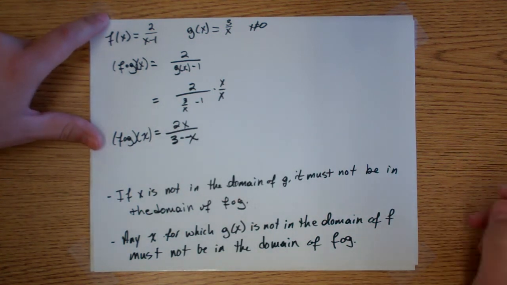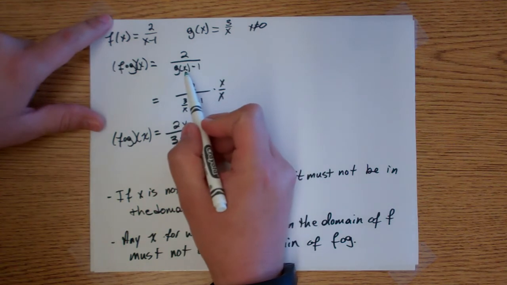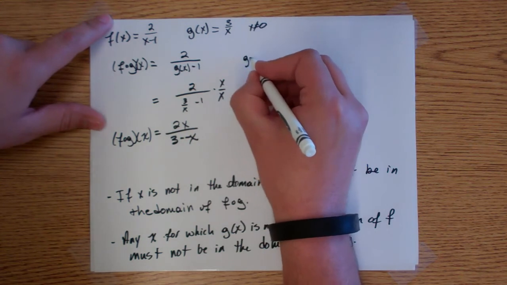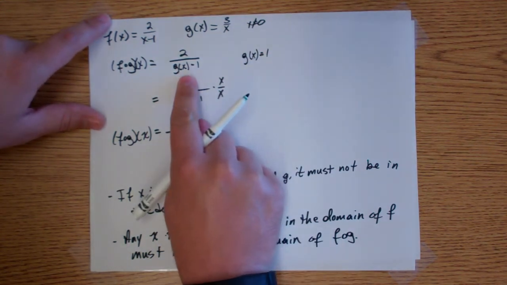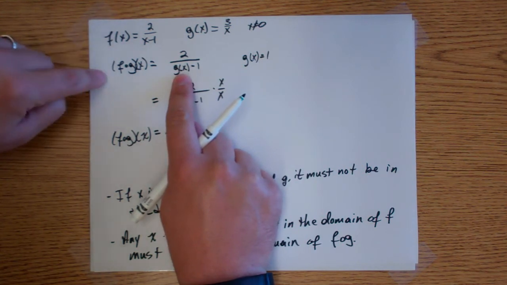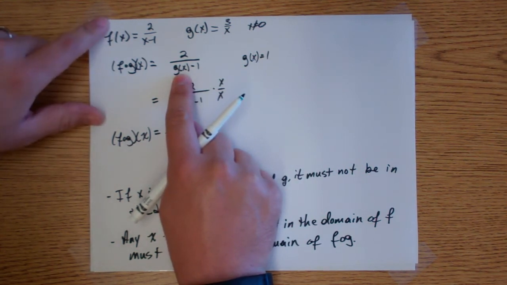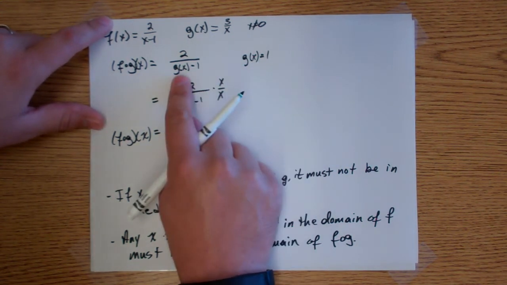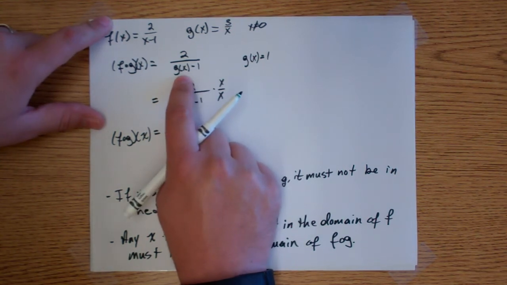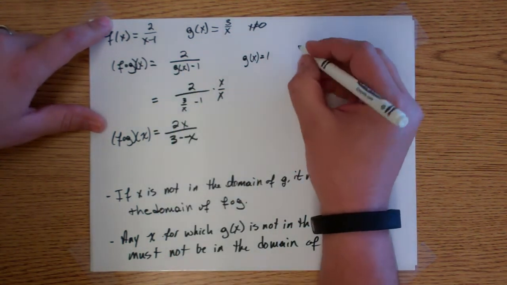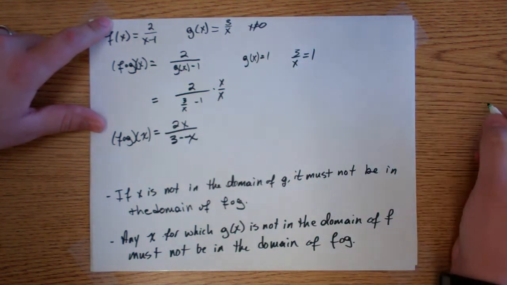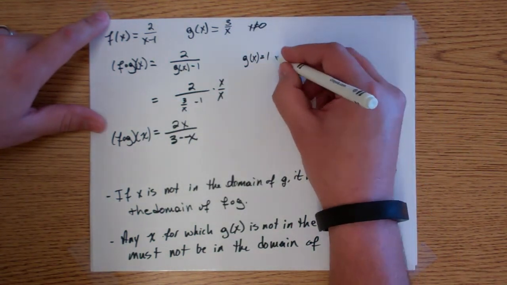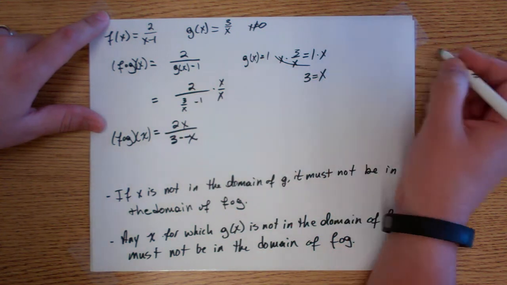All right, so what does that mean? Well, if we look back up here, we have to exclude places where g of x equals 1, because then that would not be in the domain. We have to exclude places where g of x equals 1, because then it makes it divide by 0. So we have to take 3 over x, set it equal to 1, and solve for x. Of course, we'd multiply both sides by x, that'd cancel that, so 3 equals x.